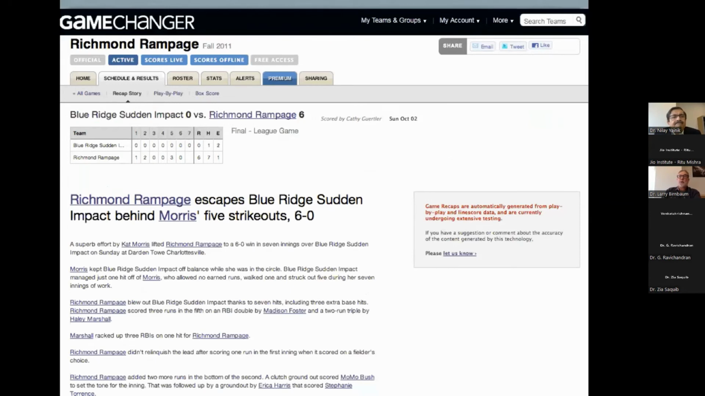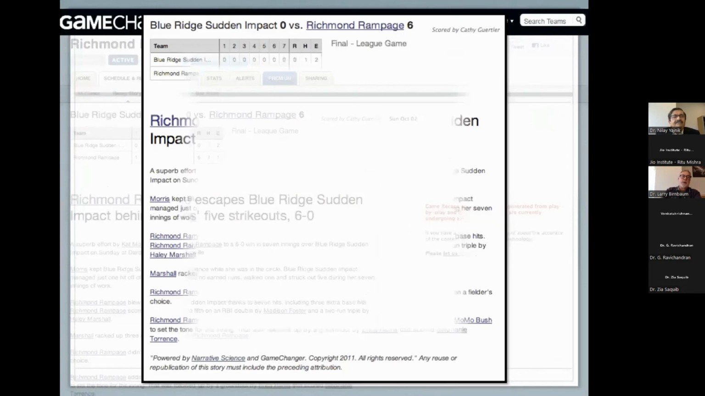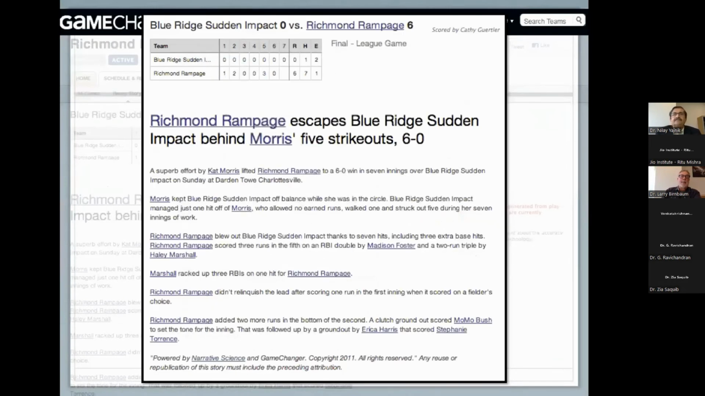You know, we still do youth sports because it's so much fun and it's very satisfying. And we generate several million youth sports stories every year in the United States, primarily baseball, but basketball as well. And here's a story that we generated about Cat Morris doing a great job as a pitcher for the Richmond Rampage in a youth baseball game.